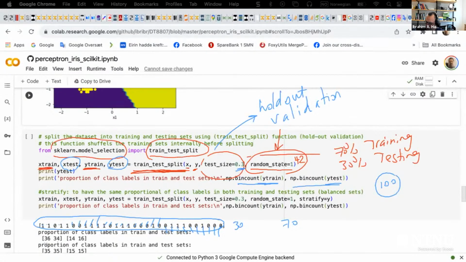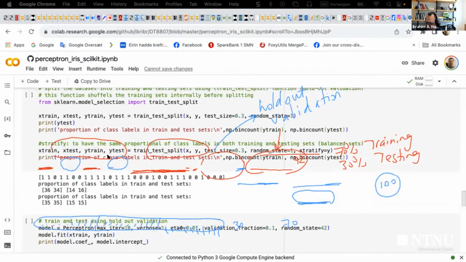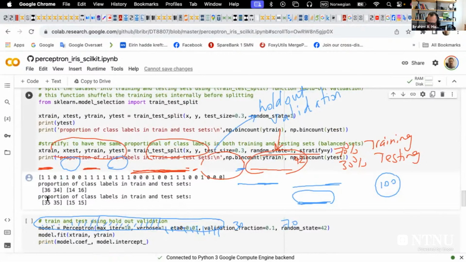If you want to make it balanced, which is highly recommended, we need to add another input to this train test split, which is called stratify equal y. When you use stratify equal y, you will get the same proportion of classes in each set, right? So it will be like this. You see? So now it will be equally represented as much as possible: 35 and 35.